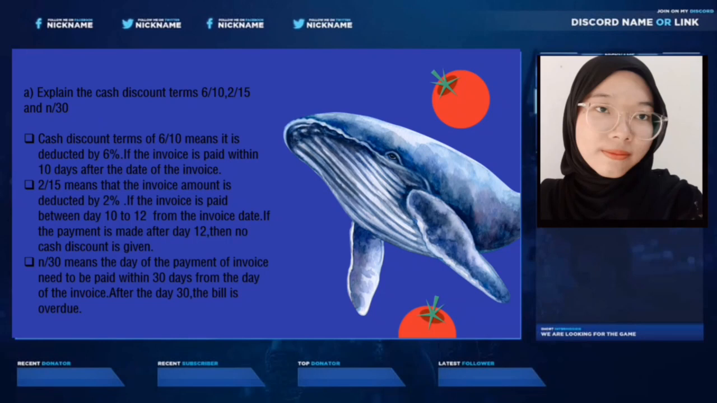Cash discount terms of 6/10 means it is deducted by 6% if the invoice is paid within 10 days after the date of the invoice. 2/15 means the invoice amount is deducted by 2% if the invoice is paid between day 10 to 15 from the invoice date. If the payment is made after day 15, then no cash discount is given. And n/30 means the invoice needs to be paid within 30 days from the date of the invoice. After day 30, the bill is overdue.